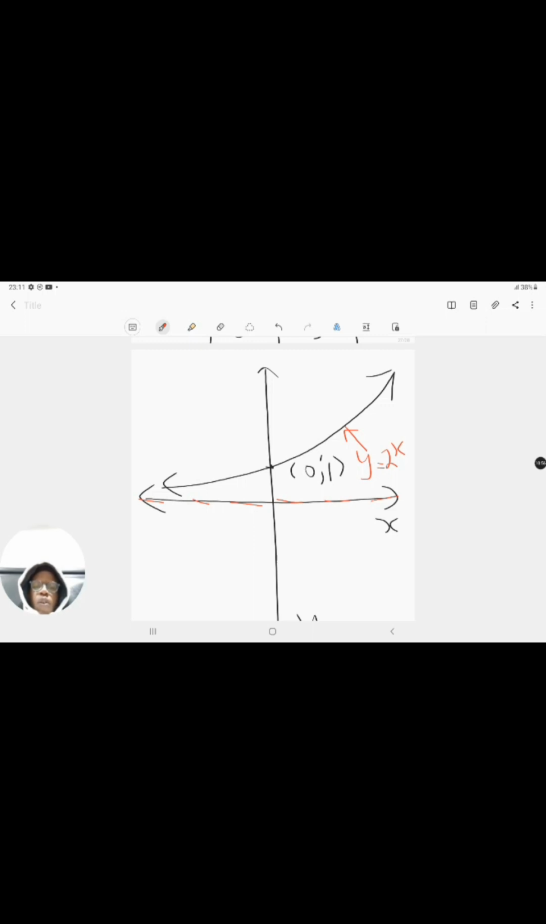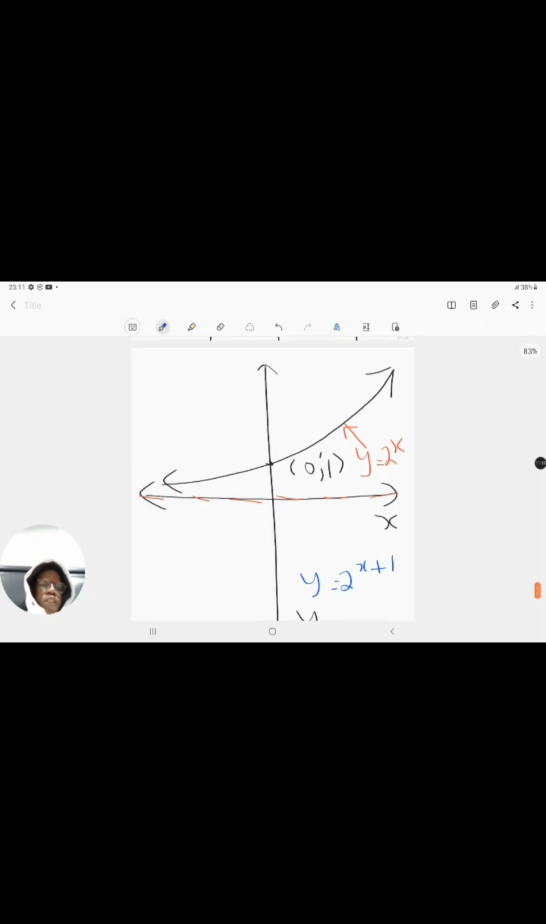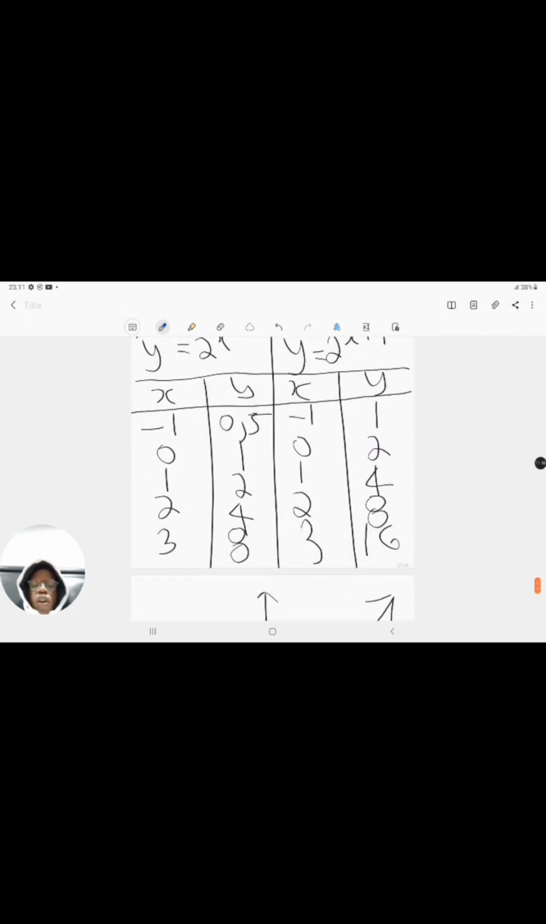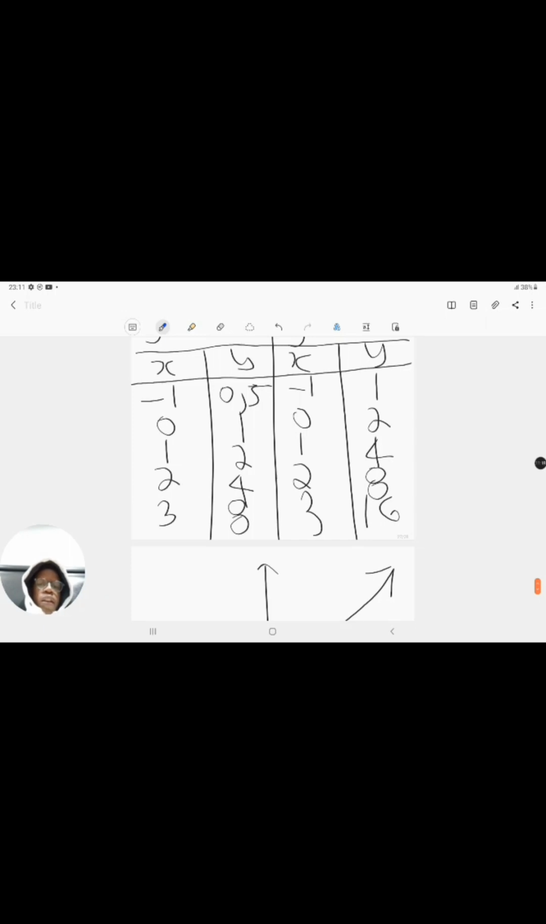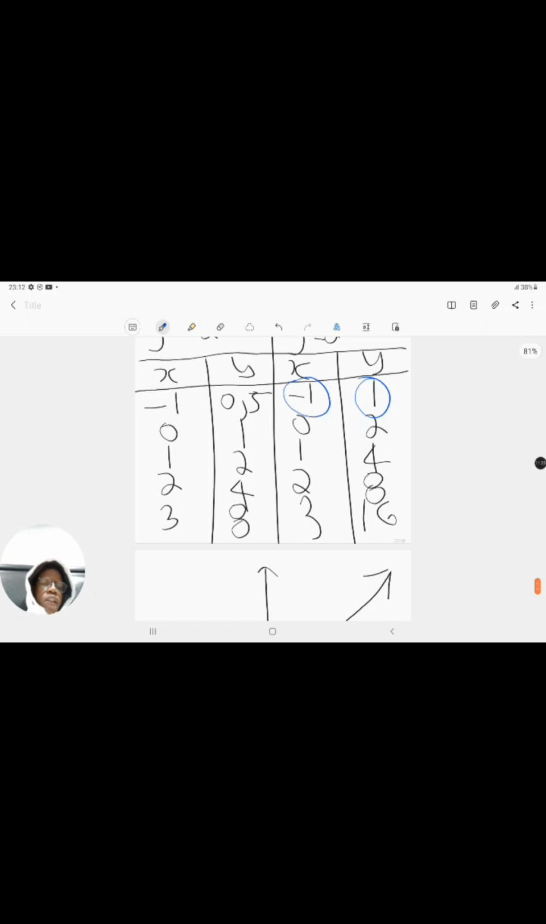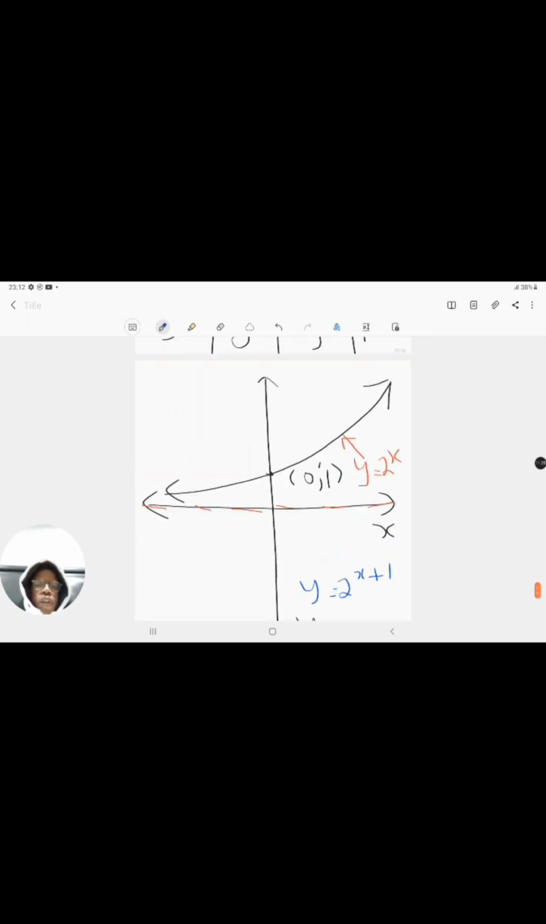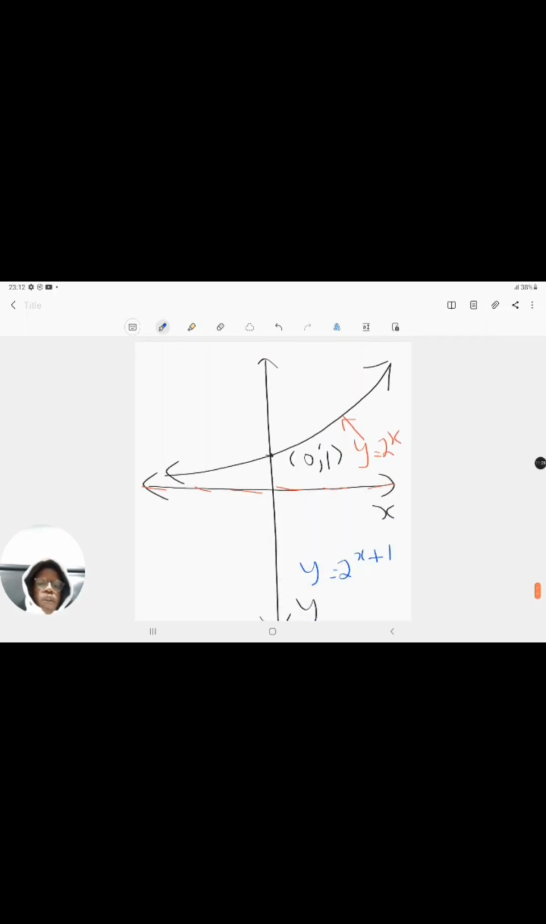Now what about y is equal to 2 to the power of x plus 1? So we've got our table there. Let's sketch this graph out. When x is equal to minus 1, the y value is equal to 1, right? So coming down here, we know that the y value is equal to 1. Let's do that.